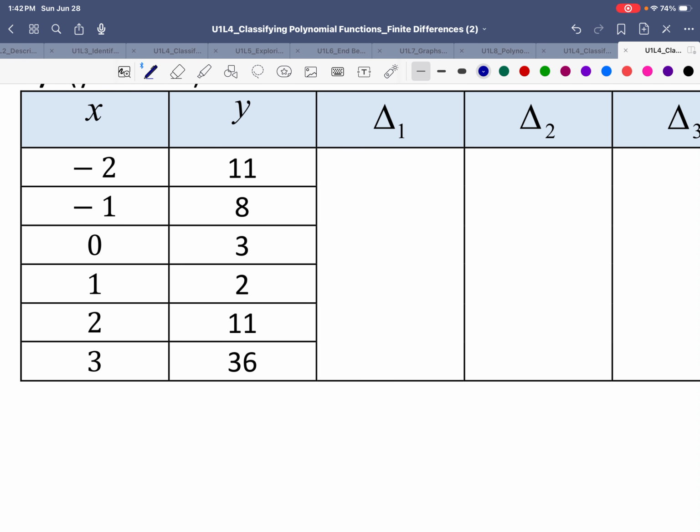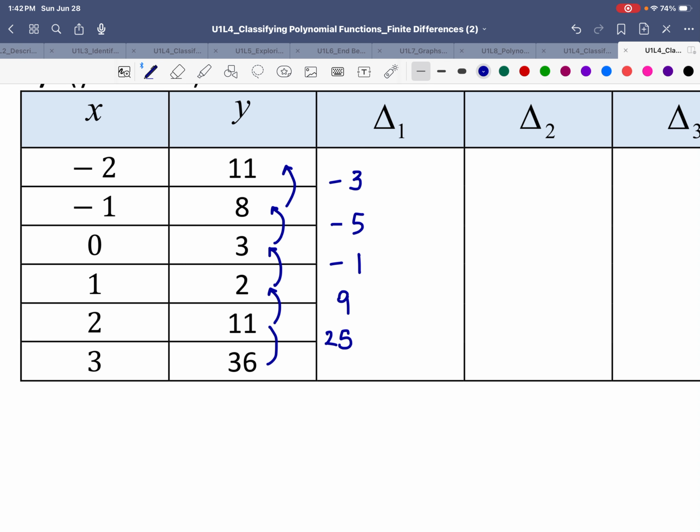We have 8 minus 11. That's negative 3. 3 minus 8 is negative 5. 2 minus 3 is negative 1. 11 minus 2 is 9. And 36 minus 11 is equal to 25.